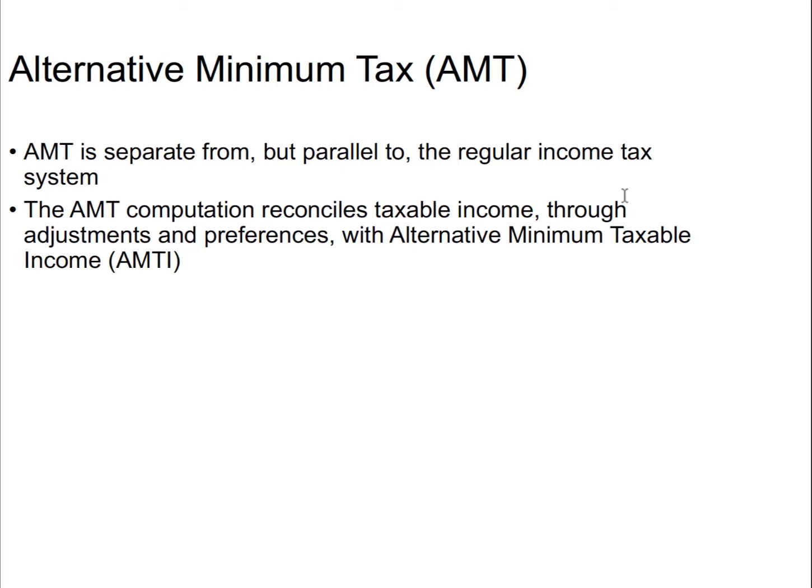Again, this came about in the late 60s because a lot of wealthy taxpayers were paying less than middle class and lower class people, so it became an issue. So we had this alternative parallel system in place that went along with the income tax. And again, it's important to understand it applies to individuals, corporations, and also estates and trusts. So it's not just individuals, okay?